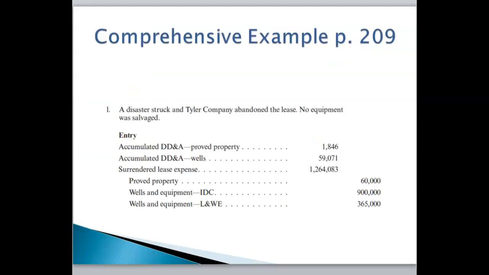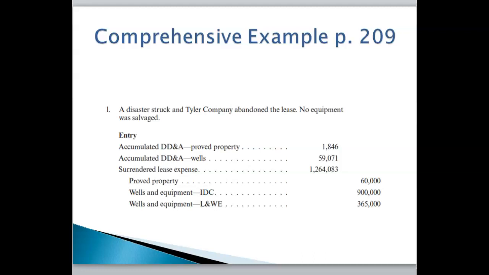And a disaster struck and Tyler Company abandoned the lease. No equipment was salvaged. So first we're going to write off the assets. So we're going to credit our proved property account for $60,000, our wells and equipment account IDC for $900,000, and wells and equipment for lease and well equipment of $365,000. You can get all these amounts from the previous slide in the T accounts.